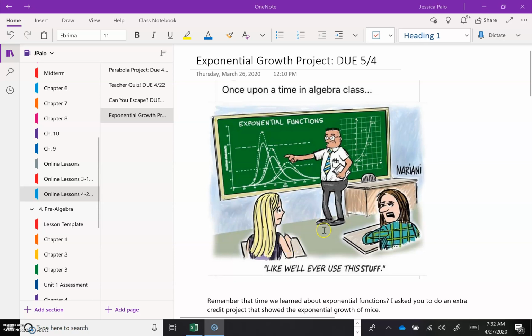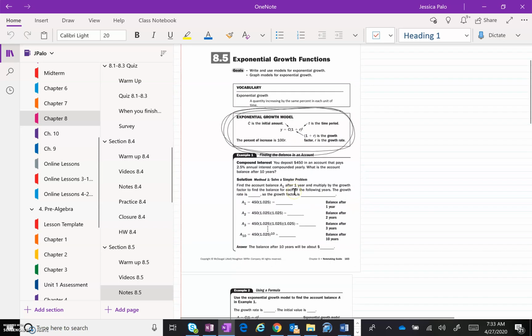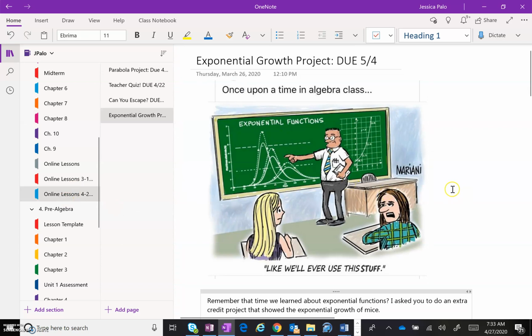So this project is about exponential growth, and you will need to use exponential growth functions. So if you forgot exponential growth functions, head back to chapter 8. 8.5 was your exponential growth function section. So you can head there in the notes, or you can log into your book and check in the book. Back to the project.